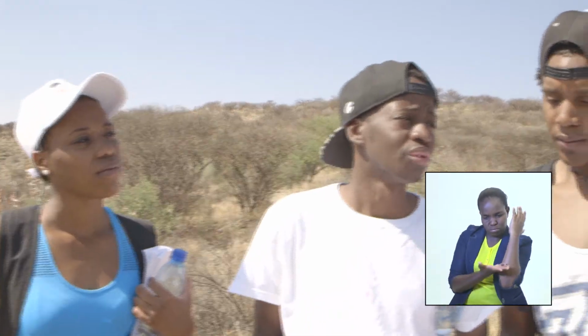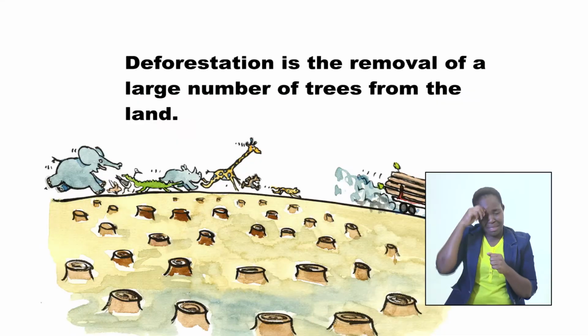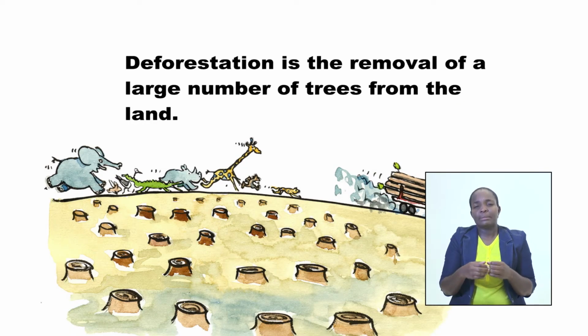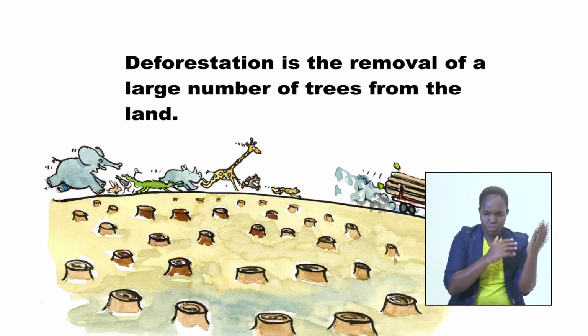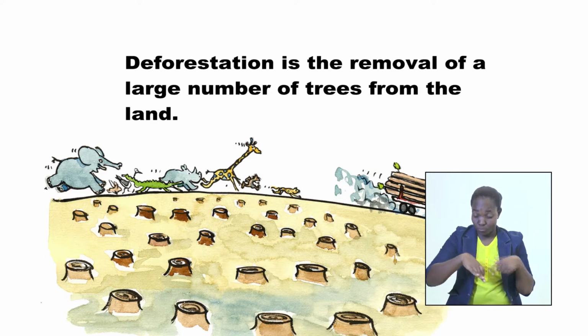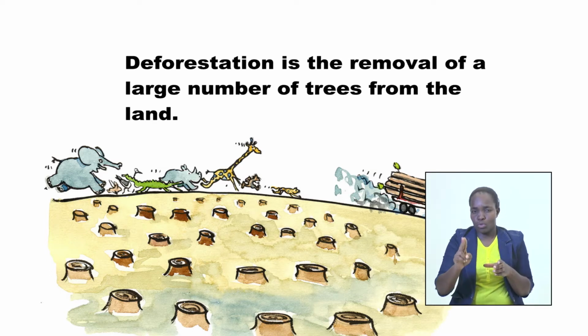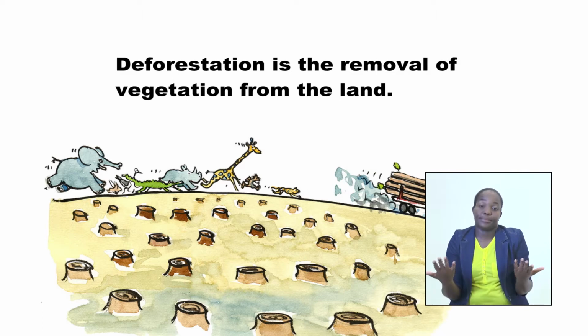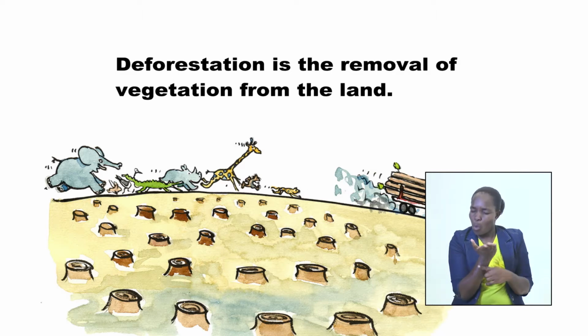Could you give us a definition of deforestation, sir? Yes, that would be really good to write in our books. Yes, good idea. Write this down. Deforestation is a removal of a large number of trees from the land. In some areas in Namibia, we already have very few trees to begin with. So we include bushes, plants, and grass. Therefore, we say, deforestation is a removal of vegetation from the land.